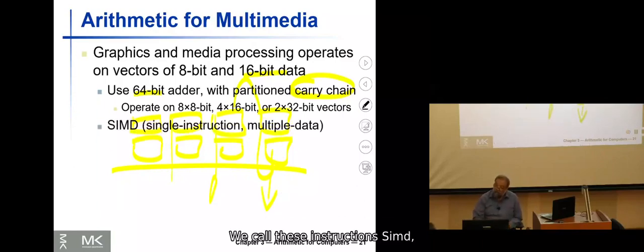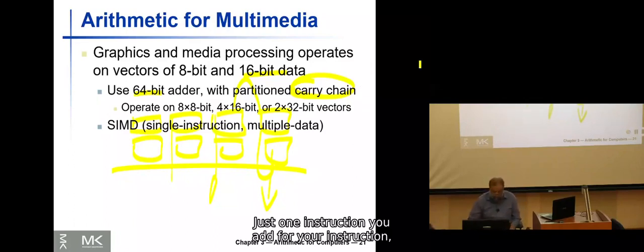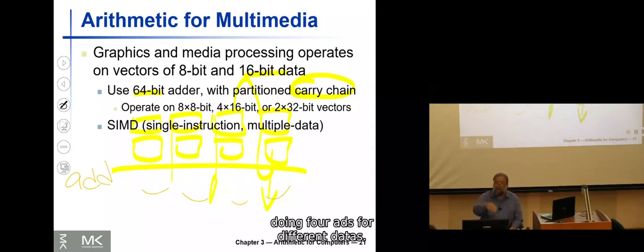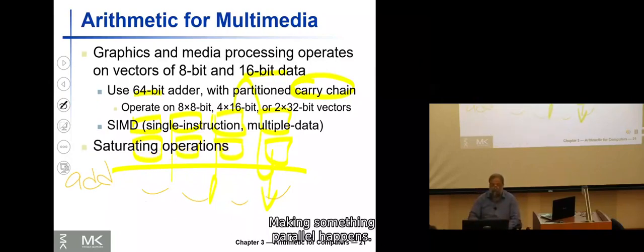And we call these instructions SIMD, single instruction, multiple data. With just one instruction, you write add for your instruction, but you are doing 4 adds for different data. Single instruction, multiple data, SIMD. So it's a kind of parallelism, making something parallel happen.